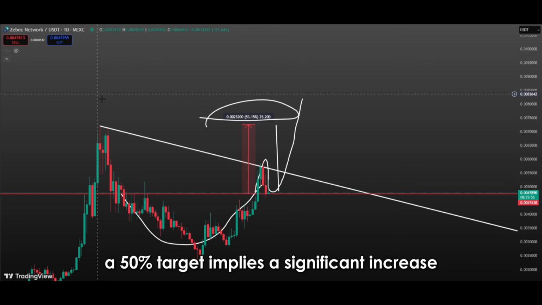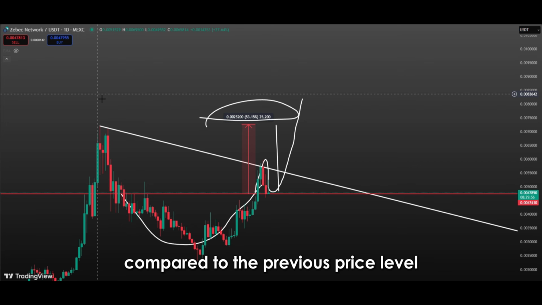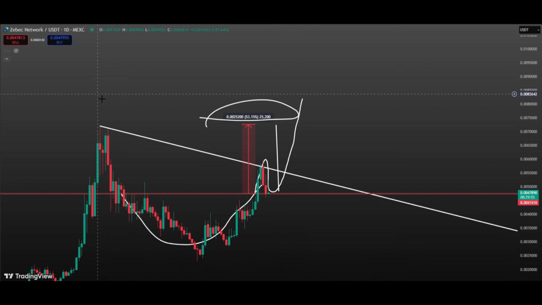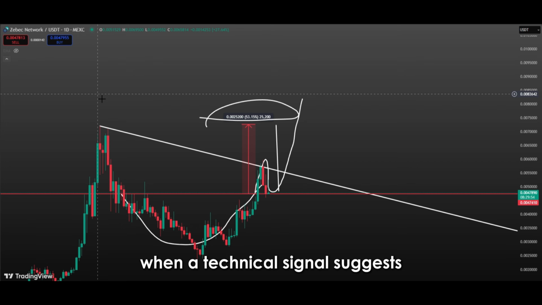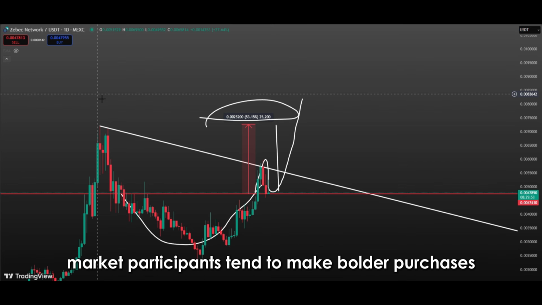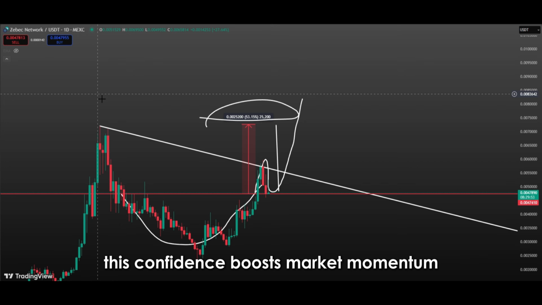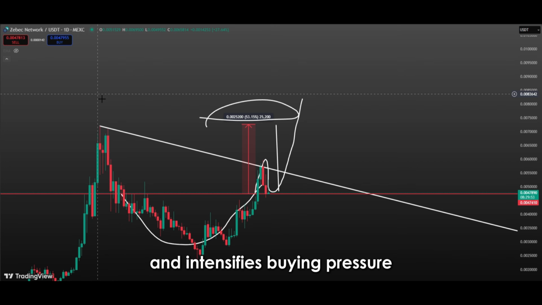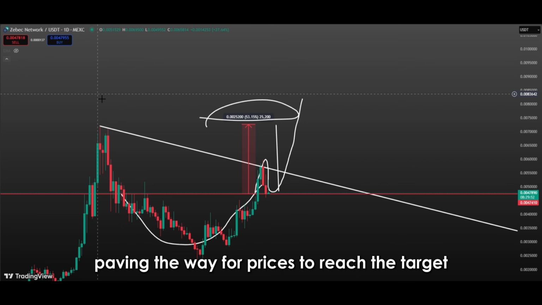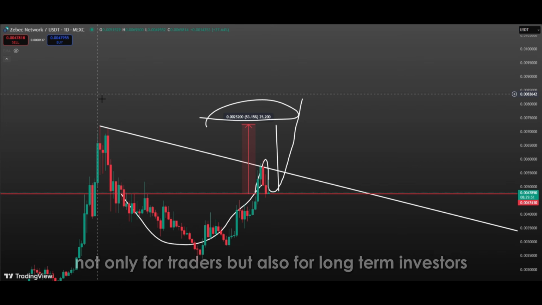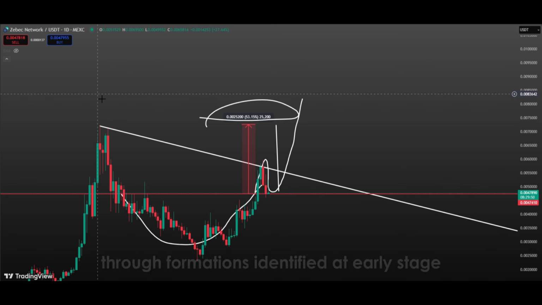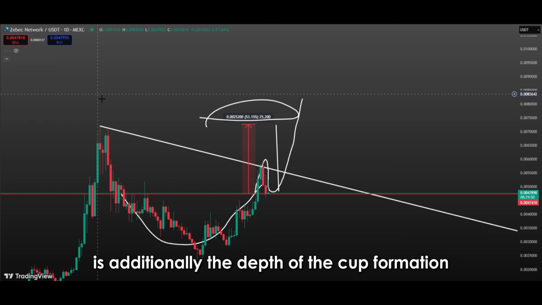A 50% target implies a significant increase compared to the previous price level. This holds serious significance not only from a technical perspective, but also in terms of investor psychology. When a technical signal suggests a potential 50% price increase, market participants tend to make bolder purchases. This confidence boosts market momentum and intensifies buying pressure, paving the way for prices to reach the target faster and more decisively. Such targets can present valuable opportunities not only for traders but also for long-term investors, as high potential gains are often achieved through formations identified at early stages.